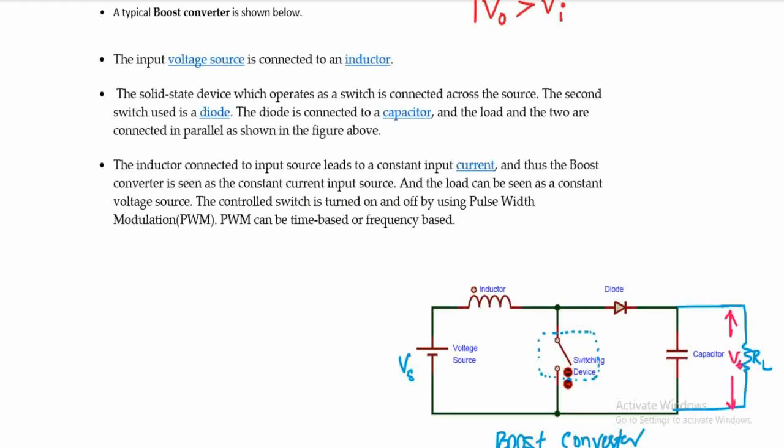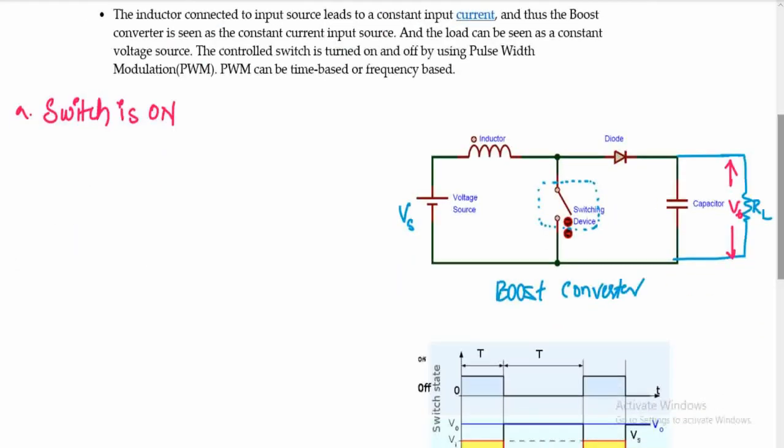We are going to see what is happening in the circuit when the switch is on and when the switch is off. Now let us see what is happening in the circuit when the switch is on. This is the first condition we are talking about. When the switch is on, switch is closed circuit, so we get the circuit like this.